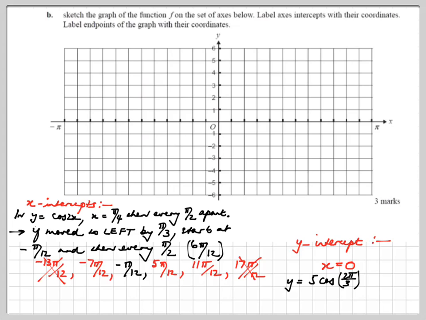Now, we're going to work out what cos 2 pi on 3 is. Well, we know what cos pi on 3 is, that's a half, and 2 pi on 3 is going to be negative a half, isn't it? So therefore it looks like minus 5 on 2, I think. Get it? Yes, good show. Now we've got that done.